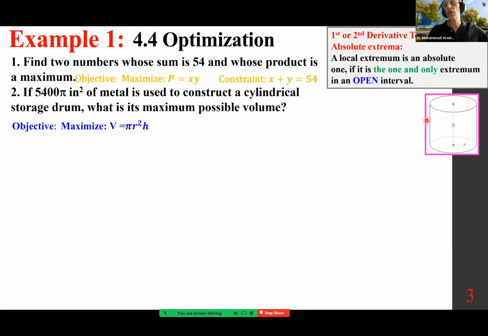The surface area contains the area of the base times 2, because the top and the bottom have the same area, pi r squared times 2. And then the surrounding, the lateral area: if you cut this open, the width will be the circumference of the circle, which is 2 pi r, times the height, and we want that to be 5400 pi.